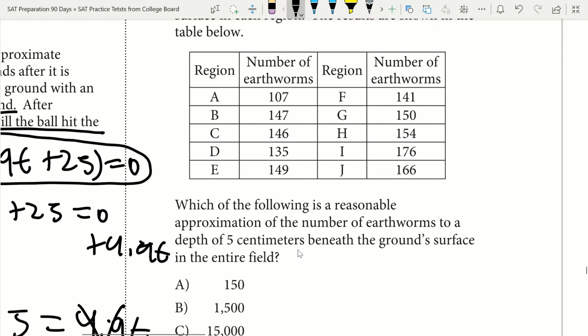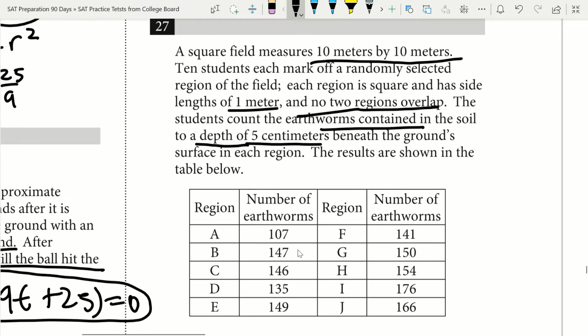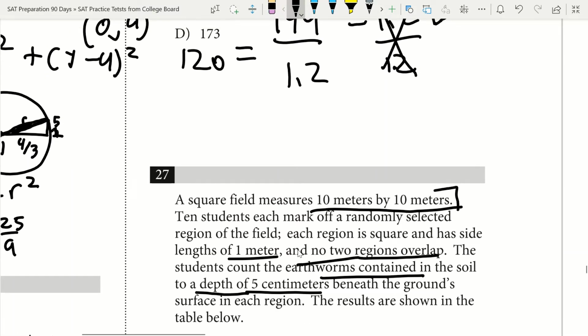Which of the following is a reasonable approximation for the number of earthworms to a depth of 5 centimeters beneath the ground's surface in the entire field? All right, well, we need to know how big our entire field is. We know it was 10 meters by 10 meters. 10 meters times 10 meters gives me 100 meters squared, or 100 square meters.